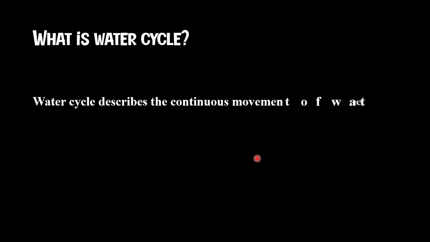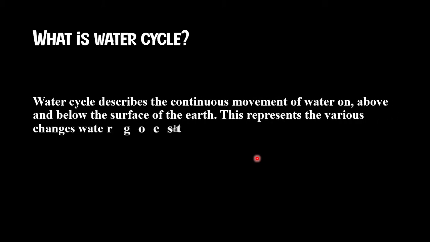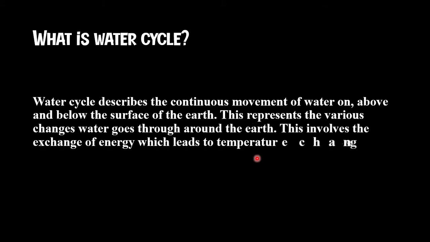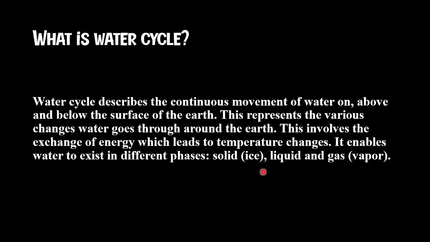The water cycle describes the continuous movement of water above and below the surface of the earth. This represents the various changes water goes through around the earth. This involves the exchange of energy, which leads to temperature changes. It enables water to exist in three different states of matter, which is solid, that is ice, liquid, and gas, which is known as water vapor.